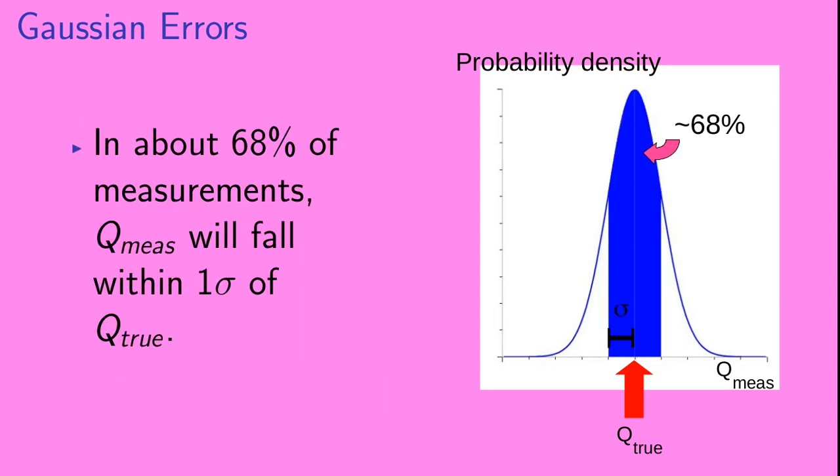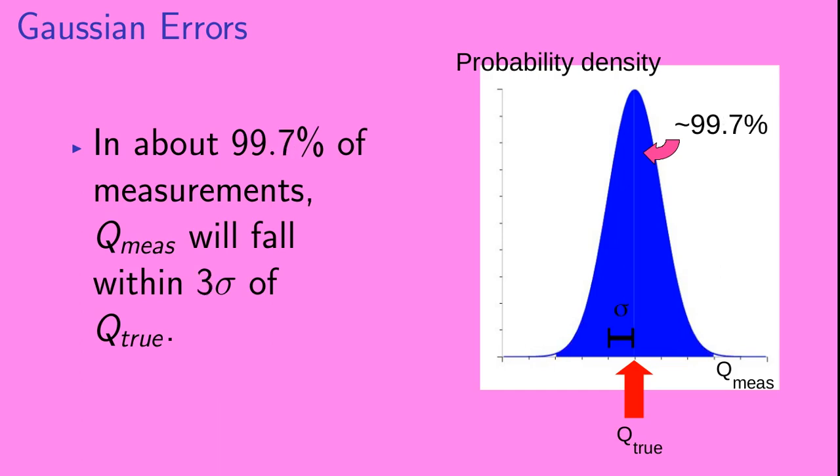In about 68% of measurements, Q measured will fall within 1 sigma of Q true. In about 95% of measurements, Q measured will fall within 2 sigma of Q true. And in about 99.7% of measurements, Q measured will fall within 3 sigma of Q true. Okay, so with that, let's move on to testing the standard model.